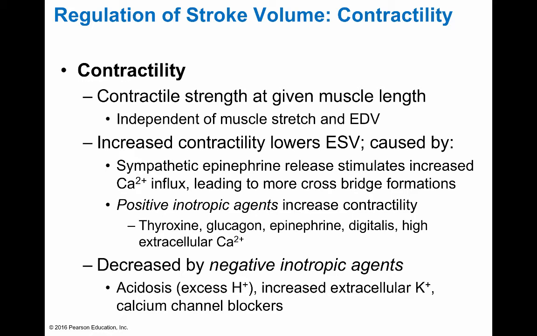Contractility can be decreased by negative inotropic agents, such as acidosis due to things like diabetes, increased extracellular potassium, and calcium channel blockers. So basically, if you increase contractility, the heart contracts more and there's less blood left over.